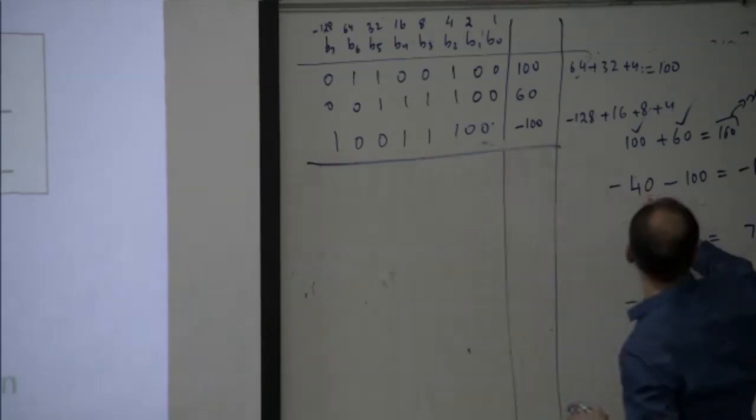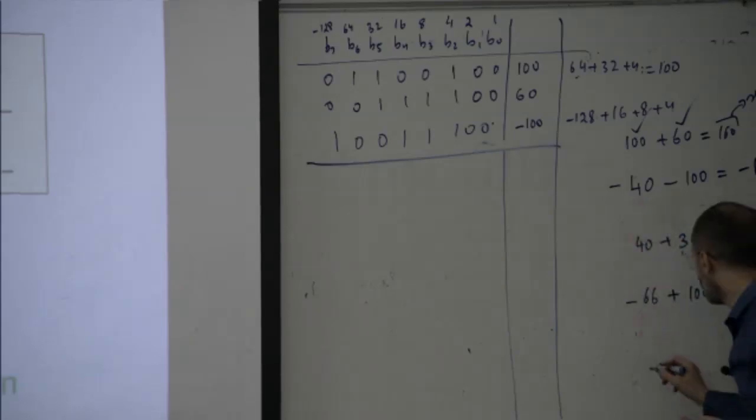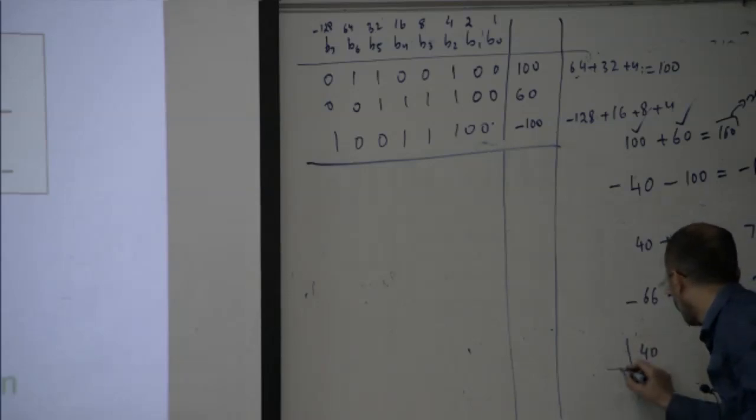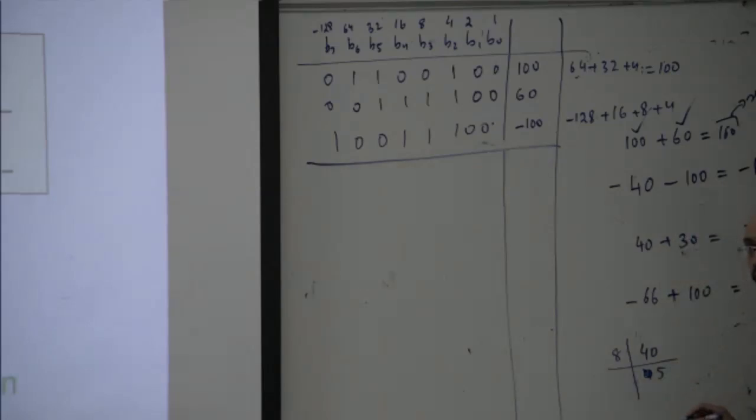Now minus 100, minus 40. How can we calculate minus 40? So 40. Let's assume 40. 8 5s are 40, and then 0. So it will be 0 0 0, and 5 is 0 1 0. So 1 0 1, sorry, 1 0 1, and then 0 0. Okay. So now what is this? 32. So we can say plus 40.